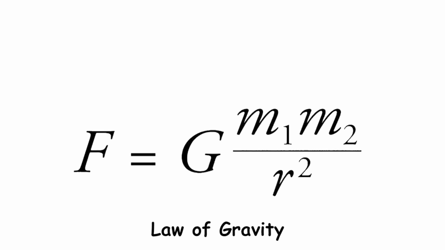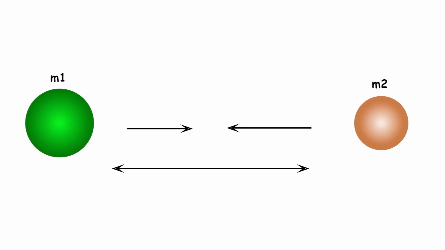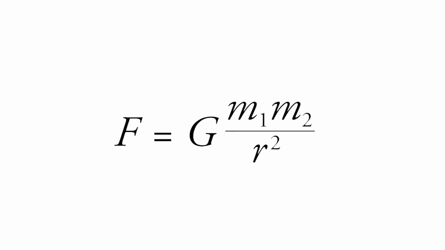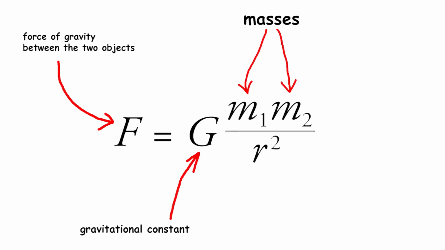Law of gravity. Isaac Newton discovered that there is a force called gravity that pulls objects towards each other. He figured out a way to calculate how strong this force is between any two objects. The formula for Newton's law of gravity looked like this, where F is the force of gravity between the two objects, G is a constant number called the gravitational constant, M1 and M2 are the masses of the two objects, and R is the distance between the centers of the two objects.